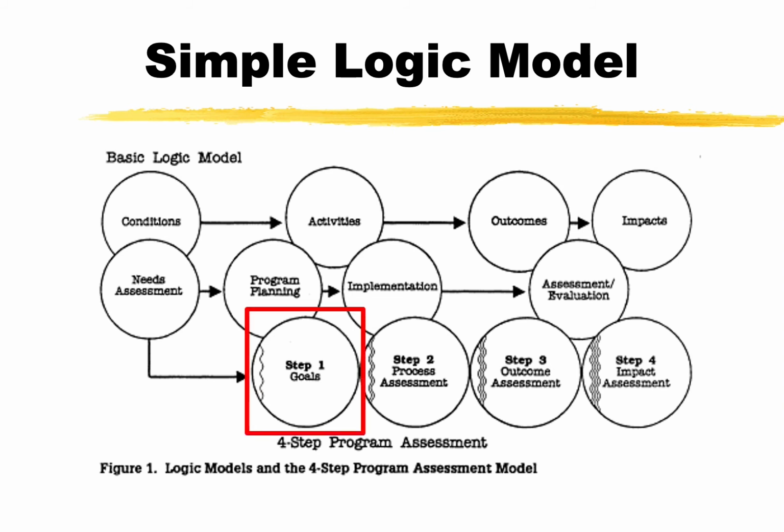Our interest is with the 4 circles at the bottom. All of them are related to measurement tasks to help with evaluating outcome. Let's talk first about step 1, measuring goals.